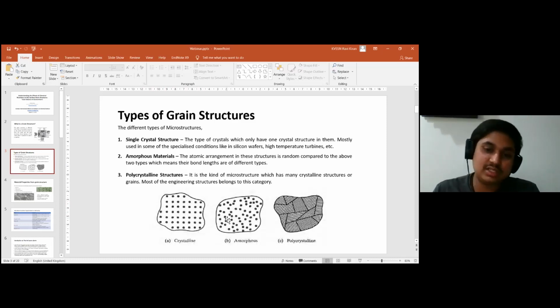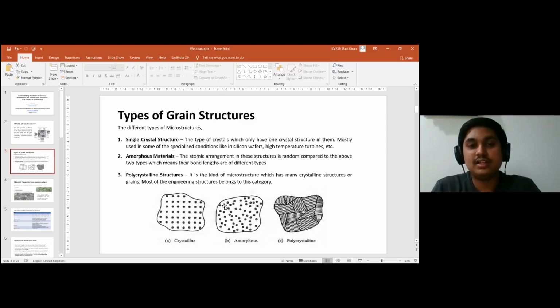Secondly, the amorphous materials, as you can see from the image over here, these are randomized versions of single crystals, basically with very random atomic arrangement throughout the grain structure. And these are mostly the kind of materials which are semi-solids.